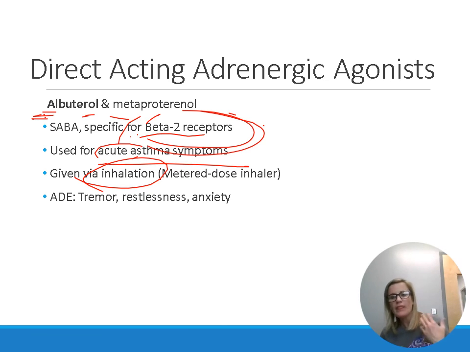If the albuterol were given orally, that would introduce the possibility of cardiovascular effects like tachycardia or arrhythmias. Because this is beta-2 selective, but no drug is perfectly selective. So you could still have some beta-1 effects. So that's why we give it via inhalation.